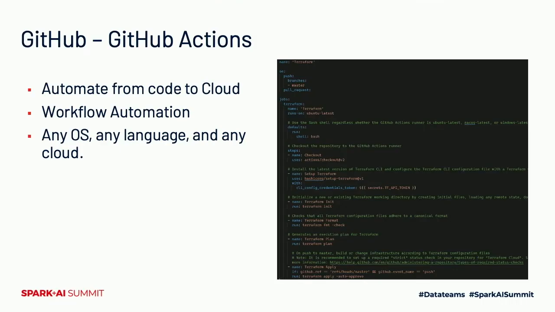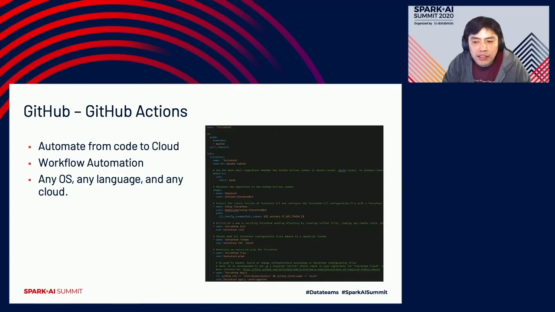So since we are having everything as code, it just makes sense to store it in GitHub and use GitHub Actions to orchestrate it. GitHub Actions allow us to create workflow automations for any OS, any language, and any cloud. It even comes with some predefined actions that you can use as a starting point. Again, highly recommend if you want to orchestrate these automation pipelines without much effort.